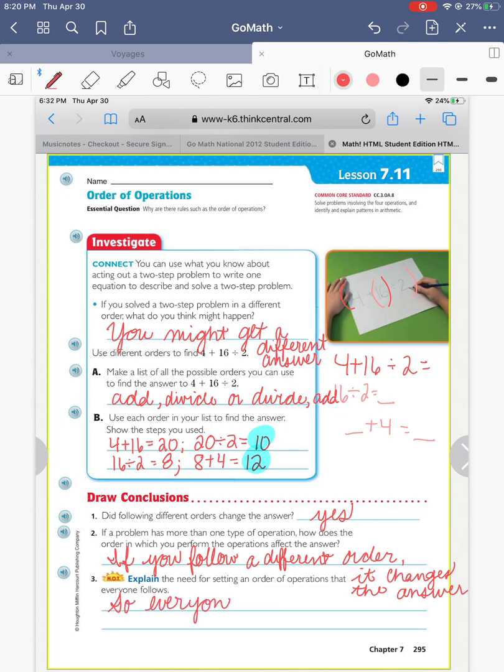So everyone gets the same answer to the problem. To the math problem.